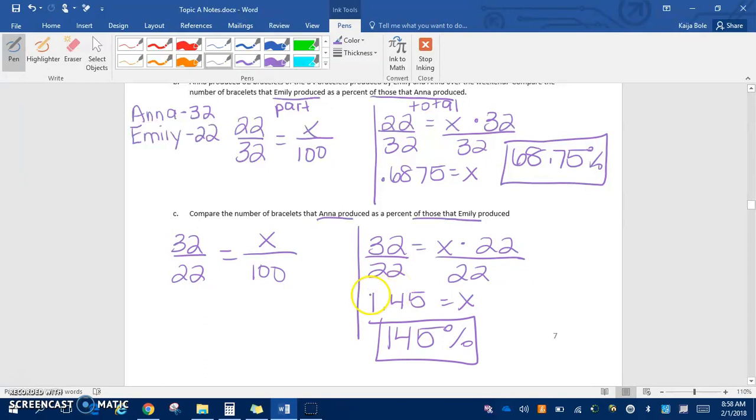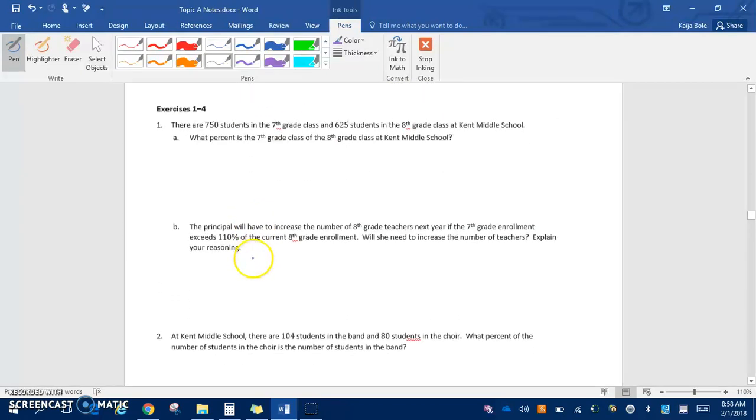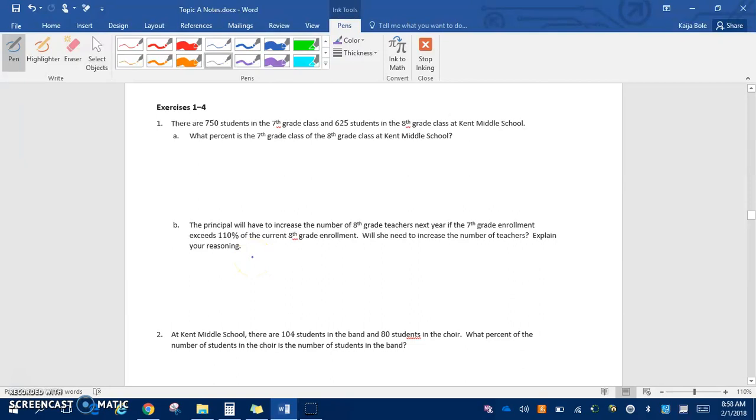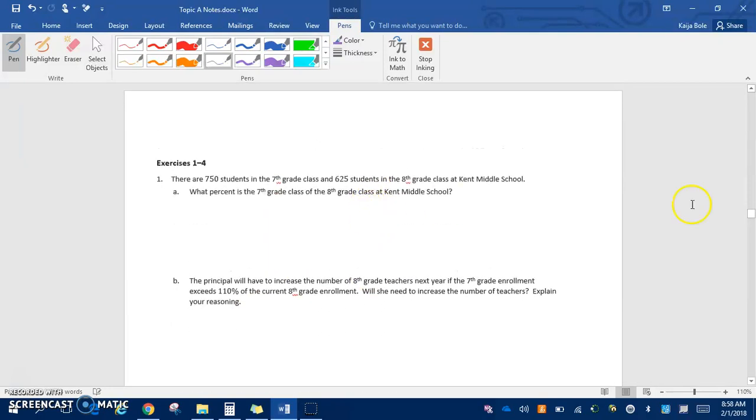Go ahead and flip over to the next page. We've got some more examples here. Something I want you to write at the top, though, just to help you remember. Whenever we see the word "is," we're thinking of the part. And whenever we see the word "of," we're thinking of the whole. Just to help you with the setup of these.